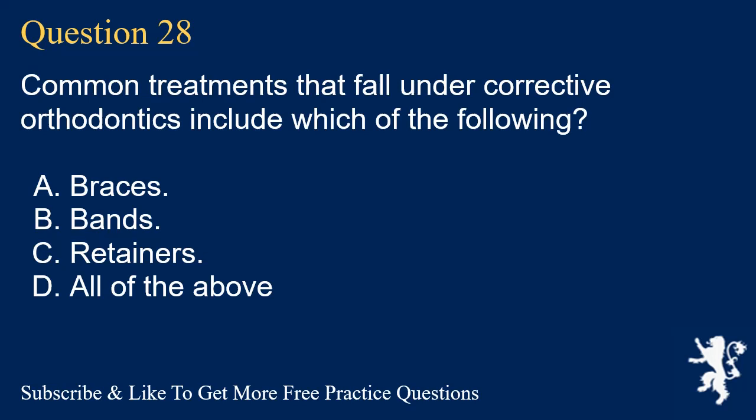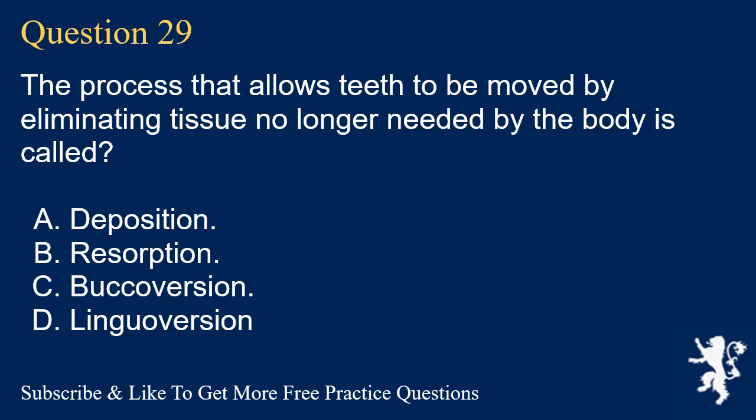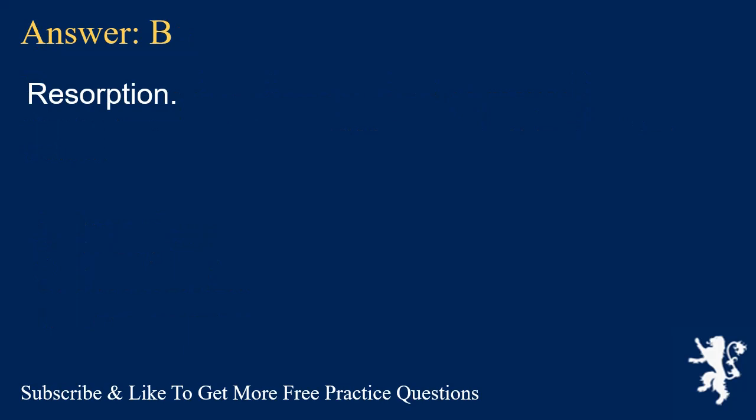Common treatments that fall under corrective orthodontics include which of the following? A. Braces. B. Bands. C. Retainers. D. All of the above. Answer, D. All of the above. Question 29. The process that allows teeth to be moved by eliminating tissue no longer needed by the body is called? A. Deposition. B. Resorption. C. Buccaversion. D. Linguaversion. Answer, B. Resorption. Question 30.